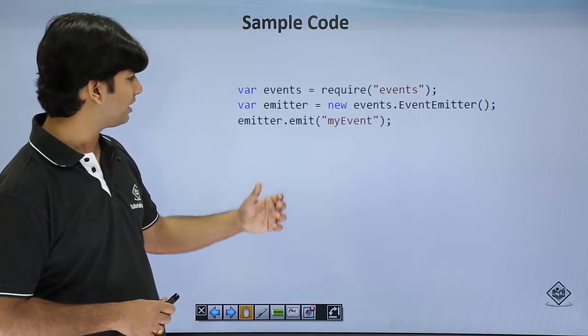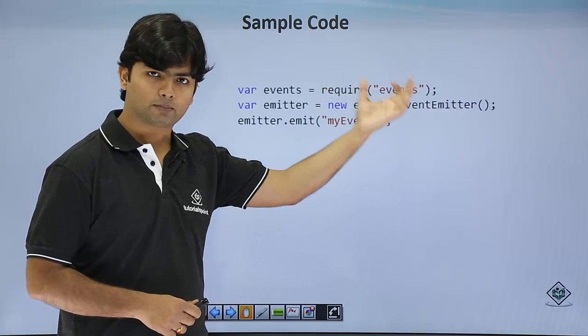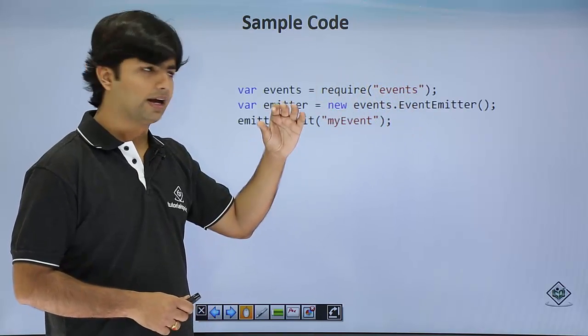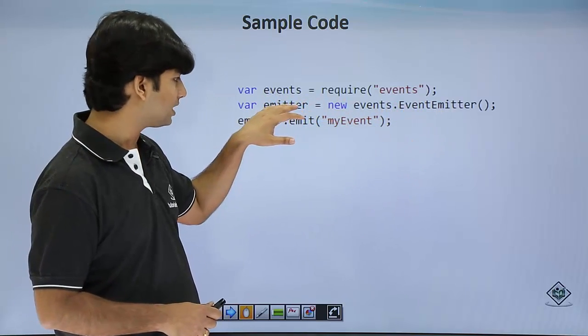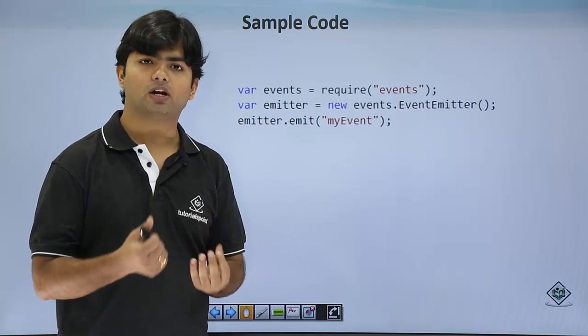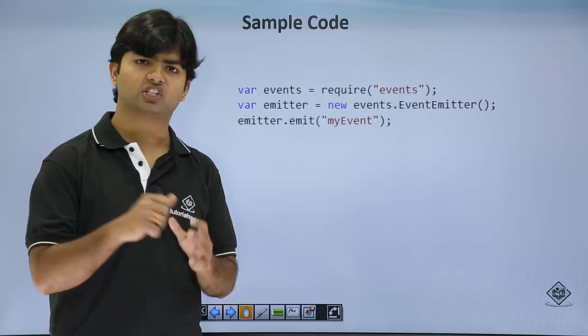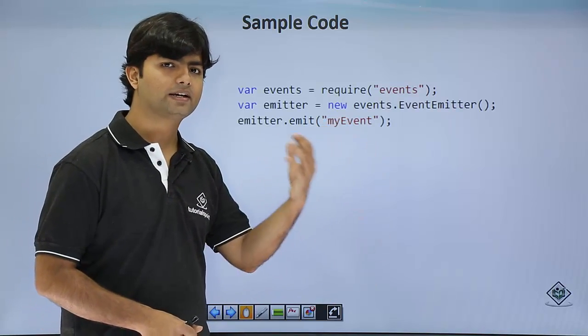So let's quickly see an example. Here we have taken the events module from npm, and we have taken the event emitter, and the reference has been passed in emitter. So whenever we call emitter.emit, it will raise a particular event. Which event? Any event. Here we have given the name myEvent.